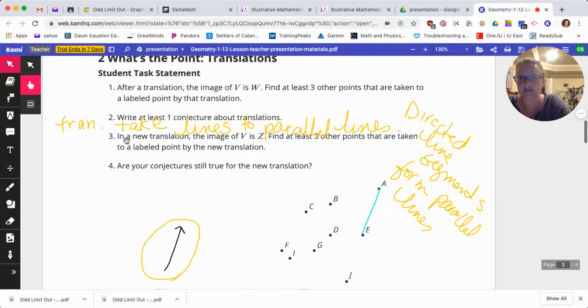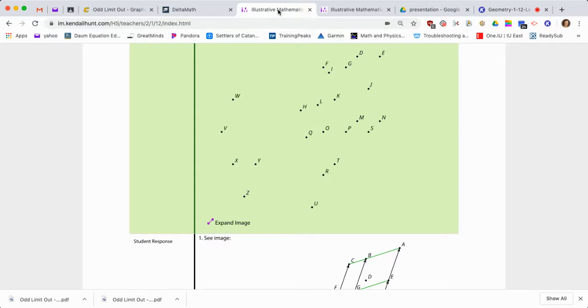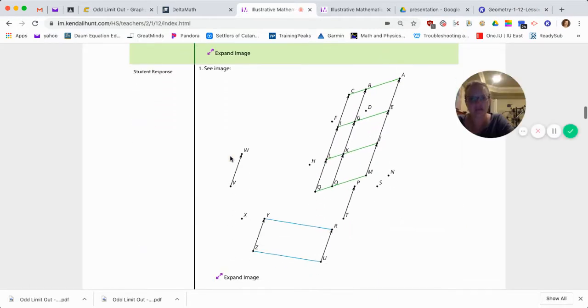Now it says, write at least one conjecture about translations. Translations take lines to parallel lines. Directed line segments form parallel lines. And what I want to show you here is the teacher's manual. So we see right here that V goes to W, and we dragged that vector around everywhere and showed that I can do a segment, C to A, I to E, L to J, Q to M, and those are all parallel to each other. It's pretty cool.